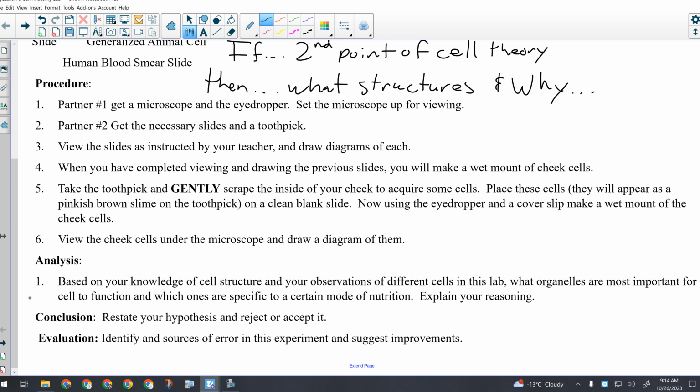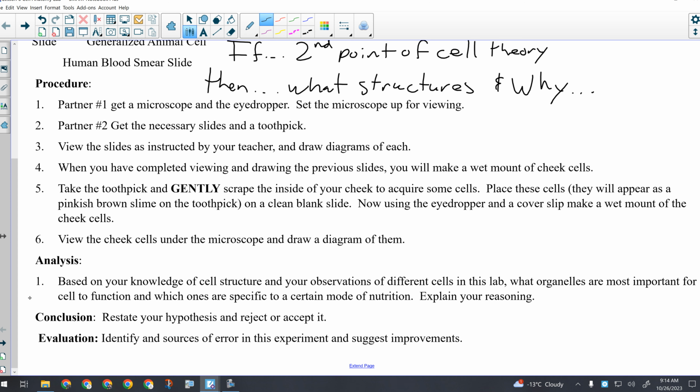Would it be a good idea to include those two modes of nutrition in your answer? Yes. Yep, I would. I'm going to be looking for that, so make sure you do. Okay, that's what I'm looking for. Paragraph answer that does that. Okay, that's your analysis for this lab.